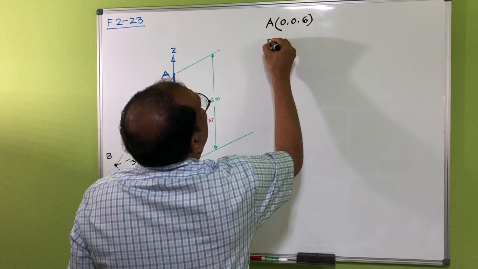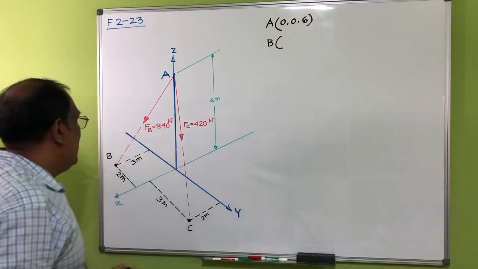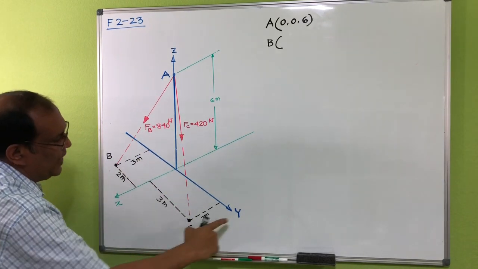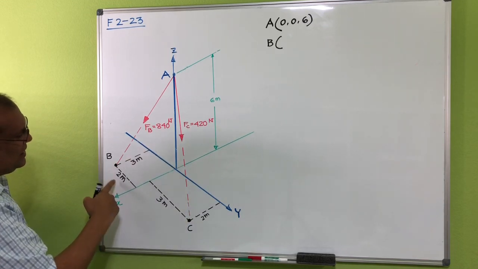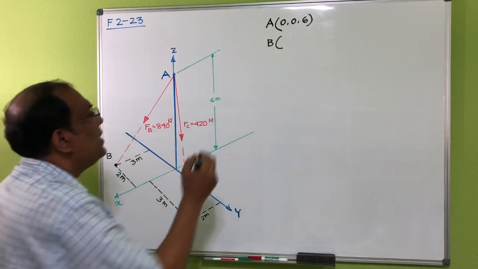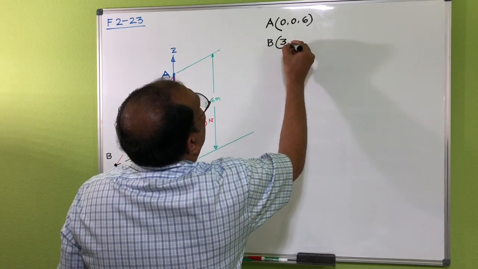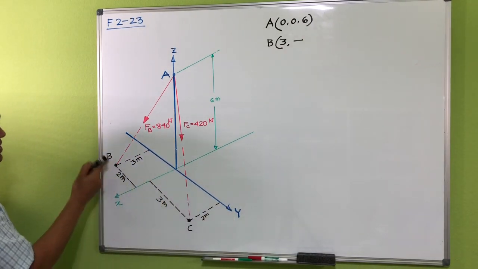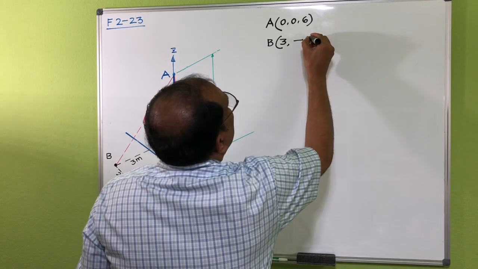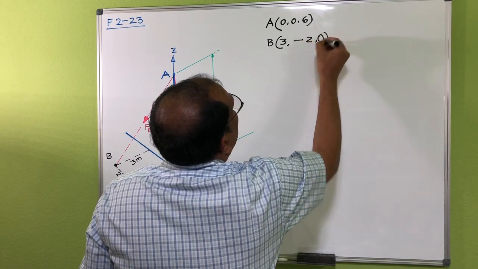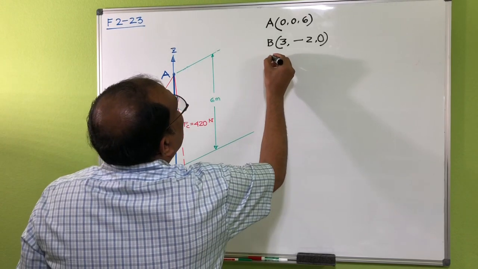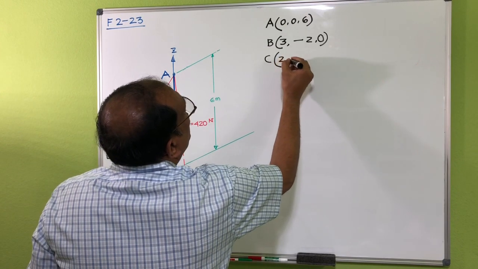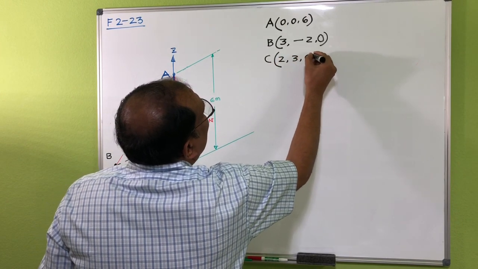Then the coordinate of B. You can see for 3D cases this is your x-axis, this is your y-axis. In the x-axis this is 3, the y-axis is -2 because the positive side is the other way, and z is 0. Similarly, C is x is 2, y is 3, and z is 0.